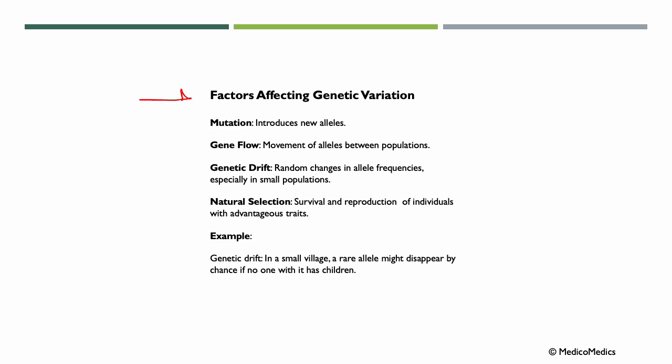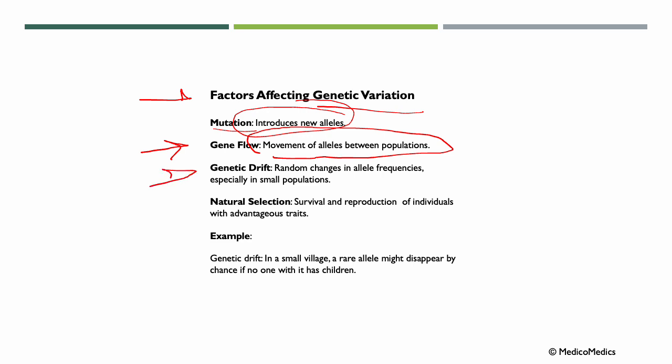Now, what are some factors affecting genetic variation? Well, we have mutation, where there is an introduction of new alleles. We mentioned before gene flow, so the movement of alleles between populations. Genetic drift, so random changes in allele frequencies, especially in small populations. And of course, natural selection, so survival and reproduction of individuals with advantageous traits. For example, if you look at genetic drift, in a small village, a rare allele might disappear by chance if no one with it has children.